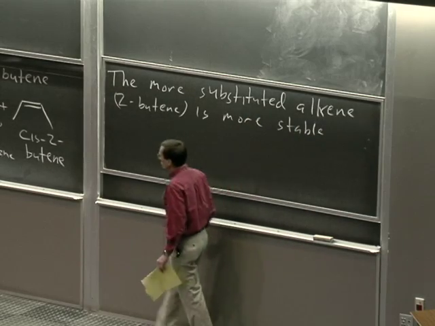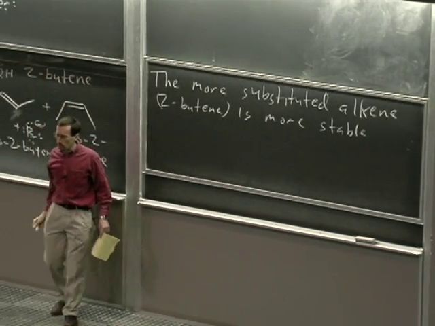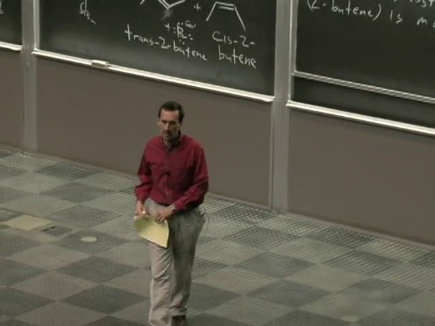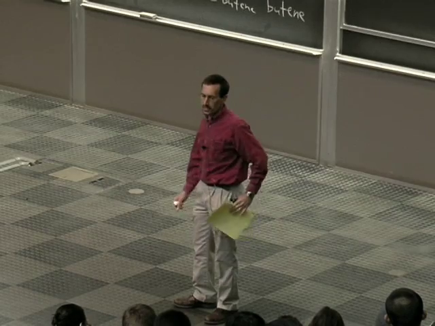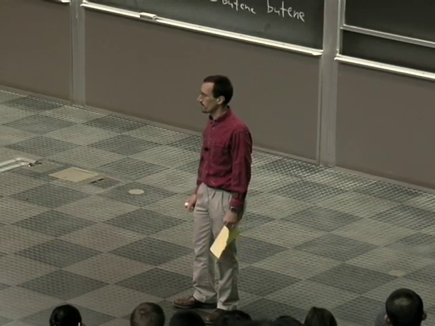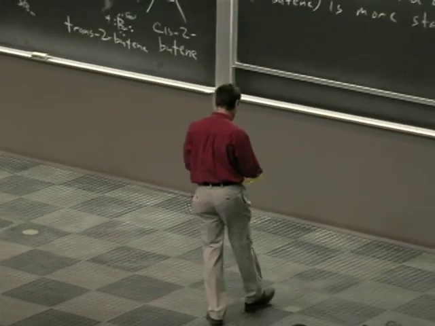By more substituted, I mean that in the 1-butene, we have 1 alkyl group and 3 hydrogens on the double bond. So we have 1 substituent on the double bond. In the 2-butene, we have 2 substituents. We have 2 methyl groups on the double bond. And so it's more substituted, and it's more thermodynamically stable.